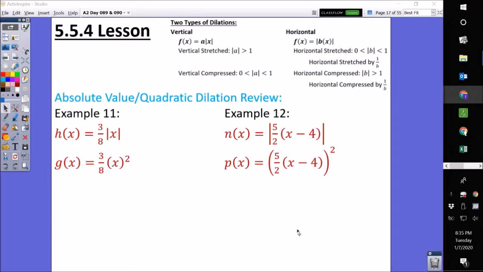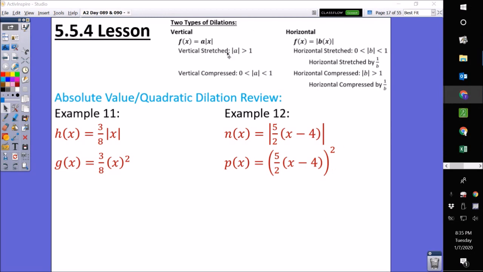In this section, we're going to focus on dilation for cube roots. First we're going to do a little review, so that you can see the rules for dilation. As I stated before, once you understand the rules, as we did for absolute value and quadratic, it will be exactly the same rules for square root function.